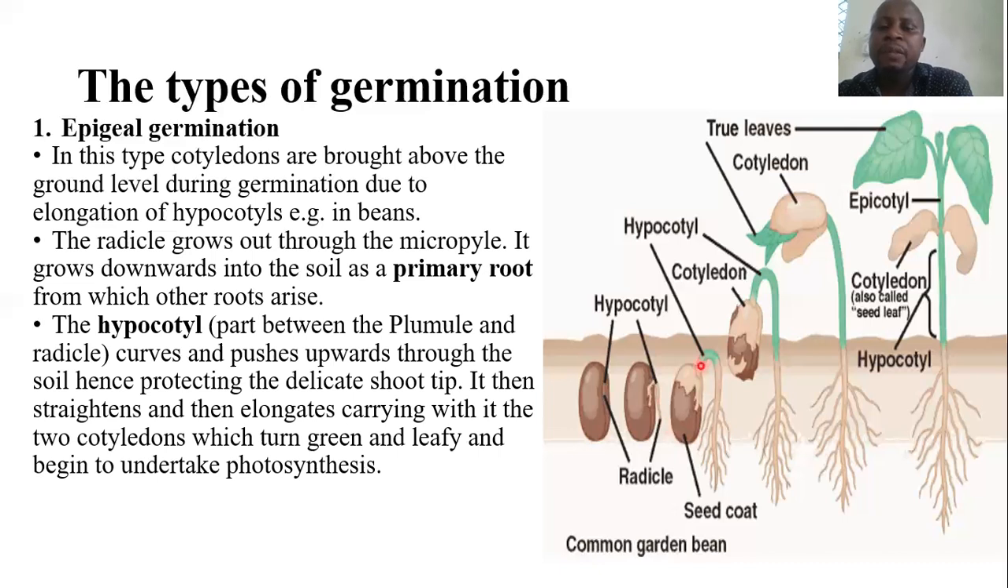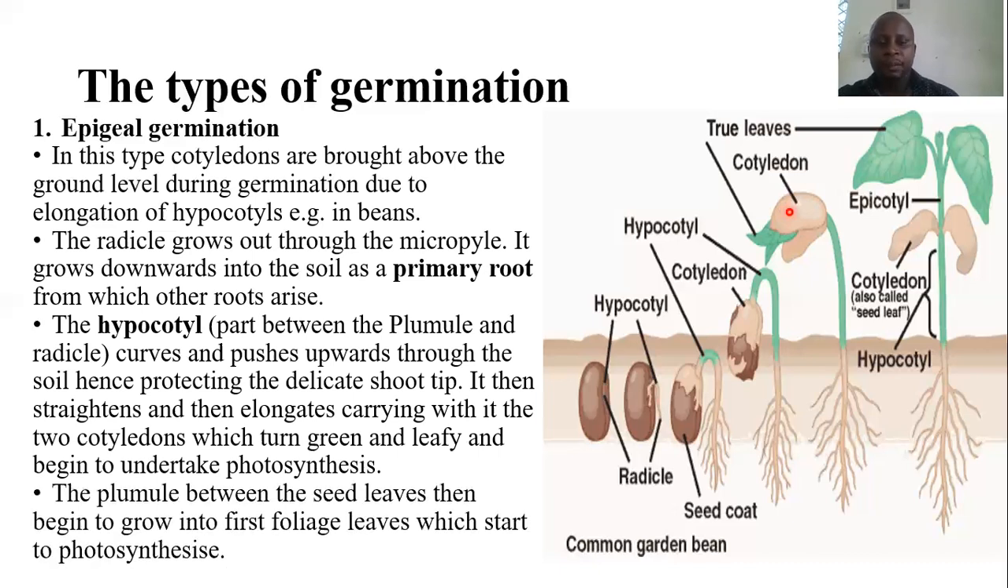As this hypocotyle extends above the soil surface, it will later straighten, carrying with it the two cotyledons, which later turn green and leafy and begin to undertake the process of photosynthesis. So the cotyledons will become green and leafy in most cases, and before the plant develops true leaves, these cotyledons will undertake photosynthesis.